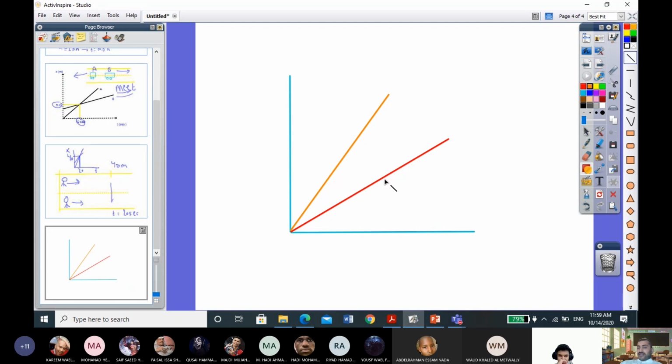So shall they meet here, guys? If for infinity, shall they meet? No, they will not meet. They have different speeds and start from the same position, right? But if they didn't start from the same position, even though they have different speeds, maybe they meet sometimes.